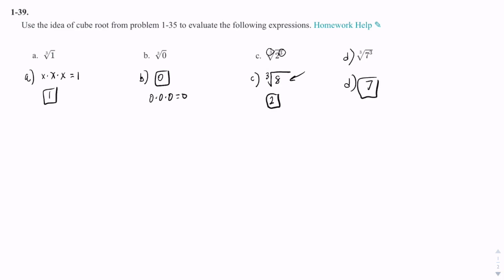I don't want you to say, what is 7 times 7 times 7, and then simplify, and then find the cube root of that.